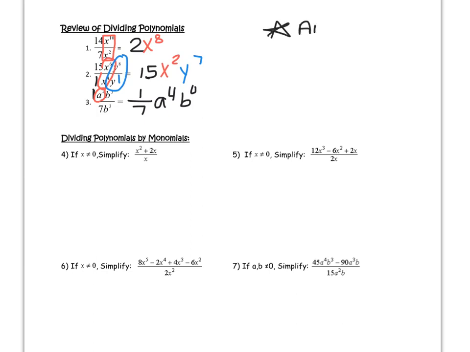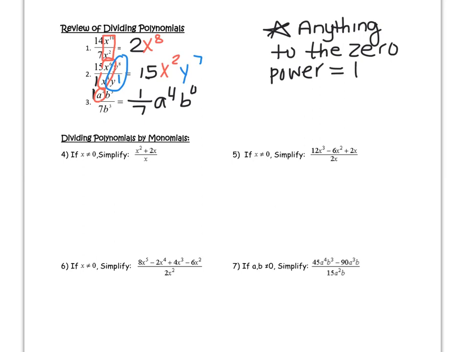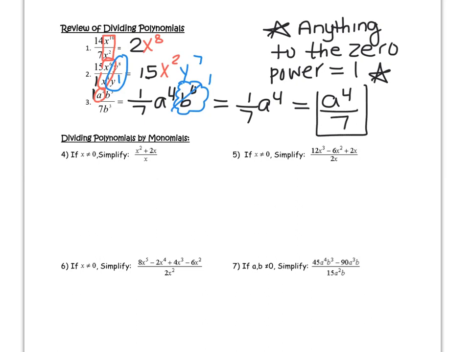Now this is something very important. I want you to write this down. Anything to the 0 power equals 1. And remind me tomorrow in class and I will show you why this is true for everything. So what I'm trying to say here is that this b to the 0 power reduces to 1. So your final answer for this is 1/7 a to the 4th, which can also be written as a to the 4 over 7. Okay?